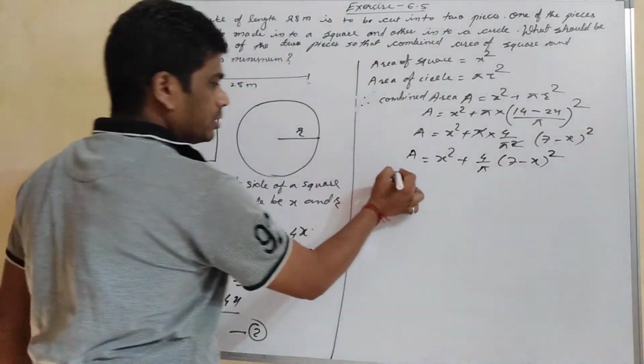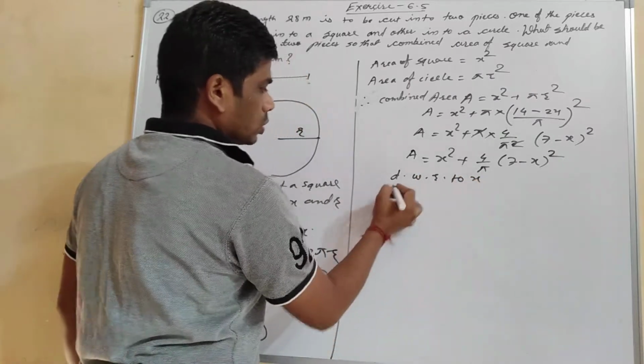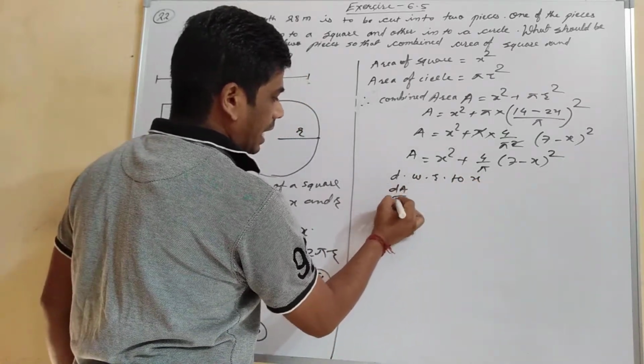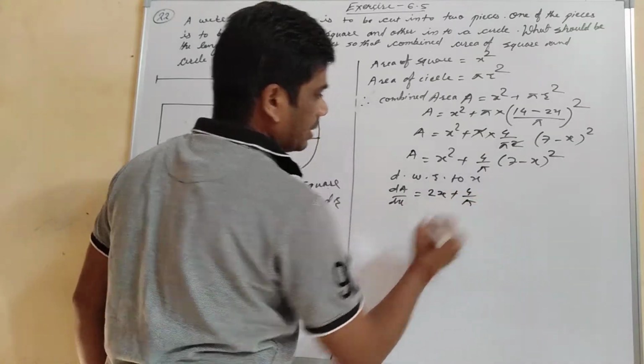Now differentiate with respect to x. So dA upon dx equals 2x plus 4 upon pi.